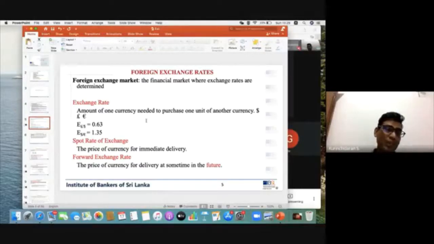Right? So you have to see which currency is mentioned as the denominator. That is always one, $1. And the numerator, whether it's sterling pound or whatever the currency is, you say that is equal to 0.63. Right? So that is the way.